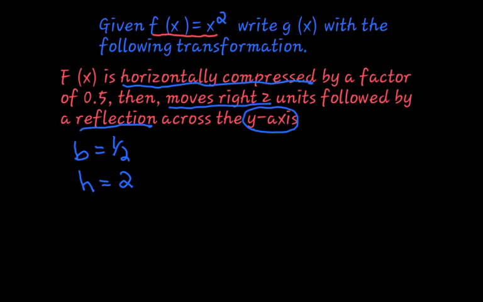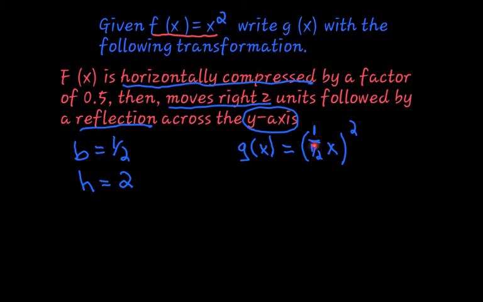So we have g of x equals b, horizontally compressed, is going to be inside of the parentheses. So I'm going to have a parenthesis here. I'm going to have a square. I'm going to use my fraction 1 over b. The factor in this case is 1/2. So we have x times 1 over 1/2. In order to simplify the fraction, notice that we have 1 divided by 1/2. We have a fraction within a fraction.